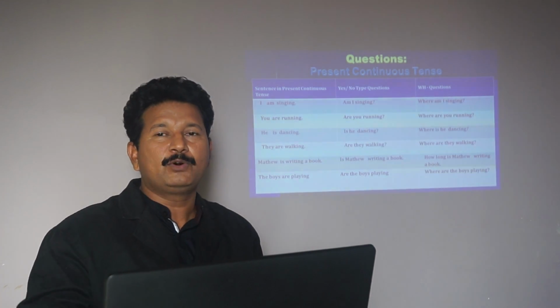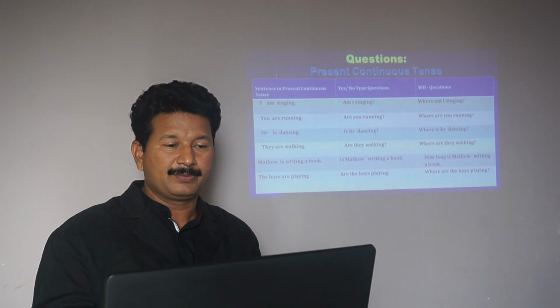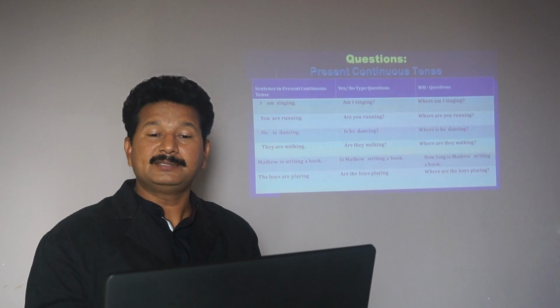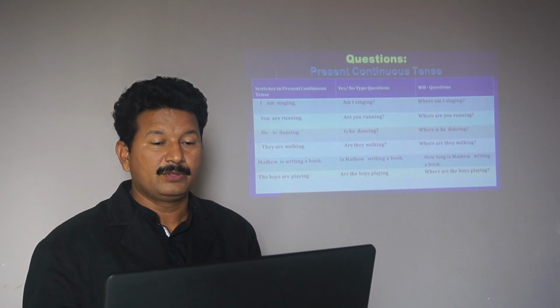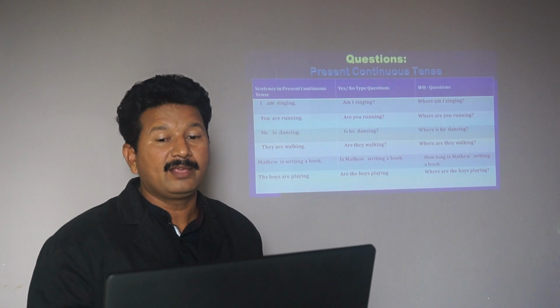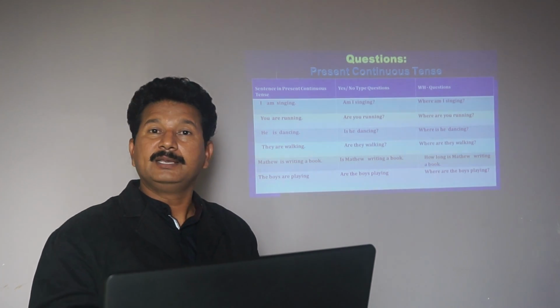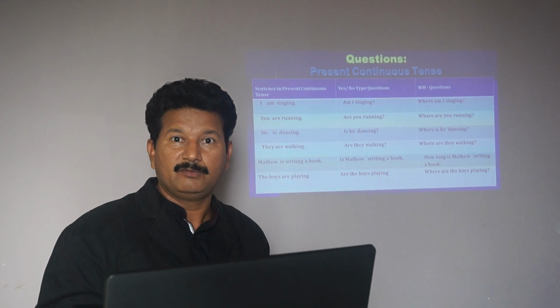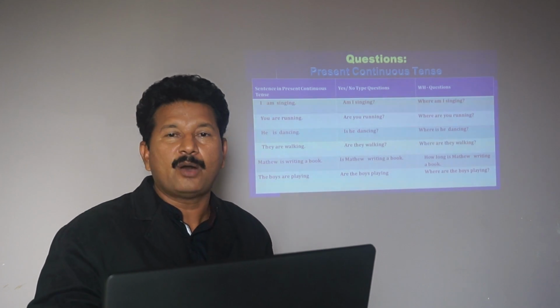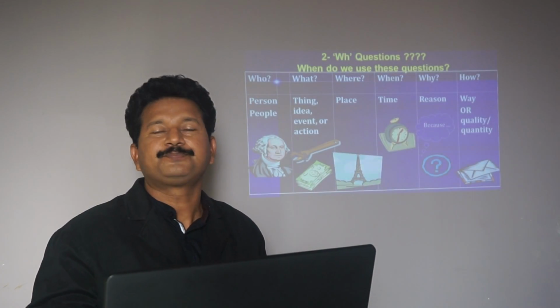Now let's see some more examples with present continuous tense. Like I am singing. Am I singing? Where am I singing? You are running. Are you running? Where are you running? He's dancing. Is he dancing? Where is he dancing? So this is how you can ask questions.